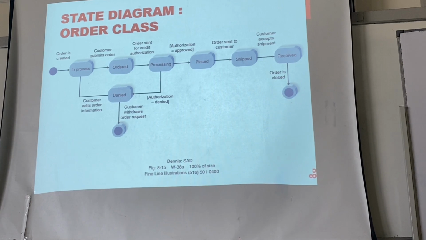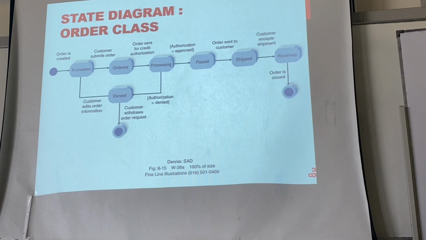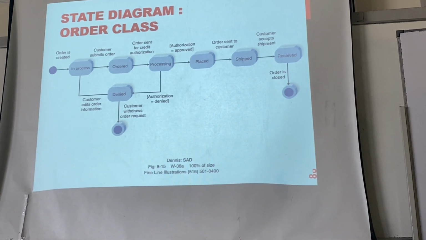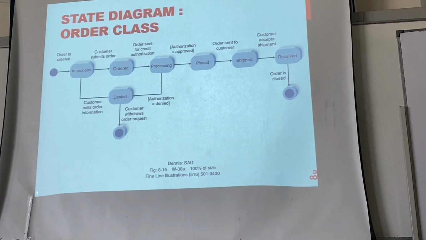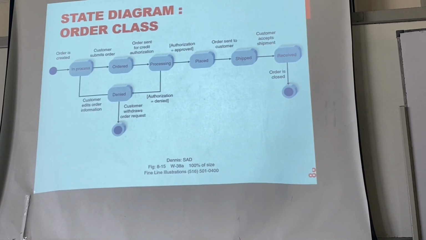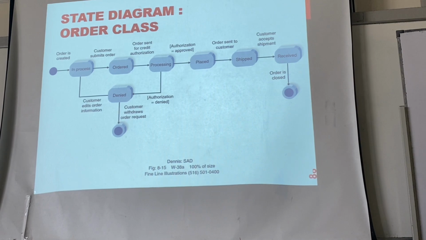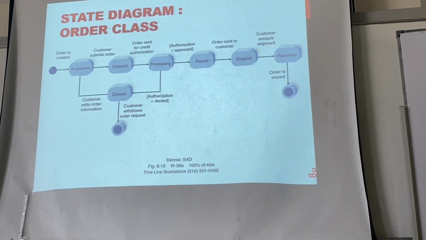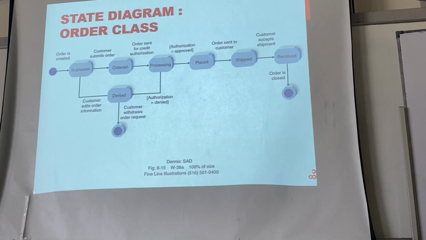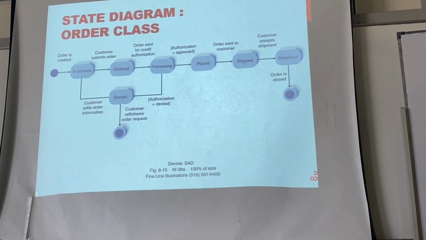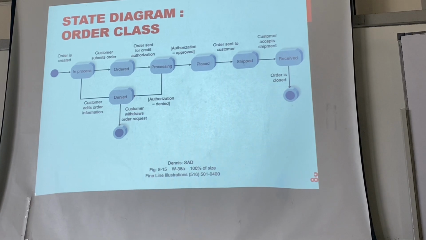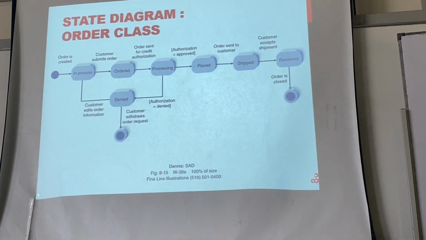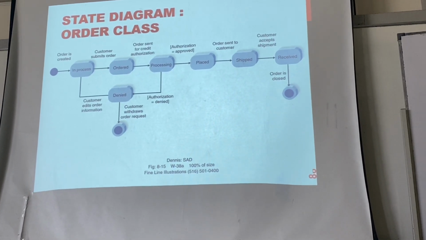Okay, first in process. When you submit the order, you don't know what happened to the order, right? Whether accepted or rejected. So being processed. So in process, you are still editing the order. You haven't submitted the order. Once you complete filling up and you submit the order, ordered. Then the order is again processing. They check whether they can approve or not, credit authorization.